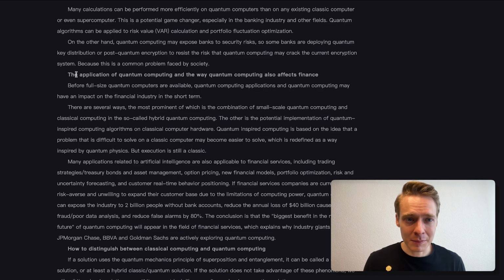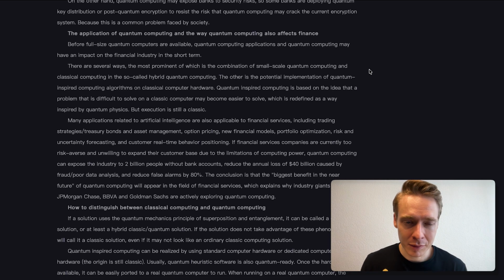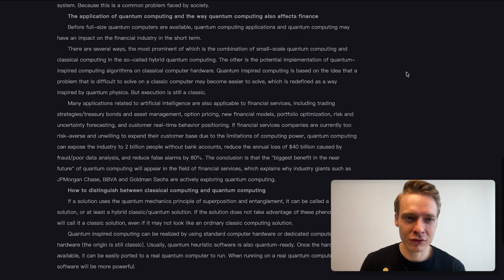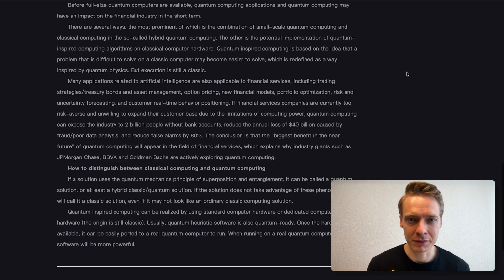Back to the text, the applications of quantum computing and the way quantum computing also affects finance. Before full-size quantum computers are available, quantum computing applications may have an impact on the financial industry in the short term. There are several ways, the most prominent of which is the combination of small-scale quantum computing and classical computing, the so-called hybrid quantum computing. The other is the potential implementation of quantum-inspired computing algorithms on classical computer hardware.